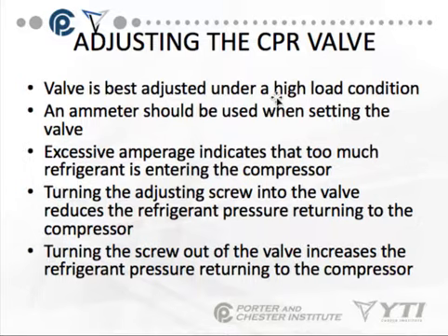Okay, if the amperage is higher than normal, we need to turn the adjustment screw into the valve to reduce the refrigerant pressure returning to the compressor. Turning the screw out of the valve increases the refrigerant pressure returning to the compressor. So again, higher amperage, close it down. Too low amperage, open it up. We do want the most possible refrigerant coming back to the compressor. We don't want to restrict it too much because the refrigerant is what cools the compressor. But we want to prevent high amperage because high amperage will actually damage the compressor.